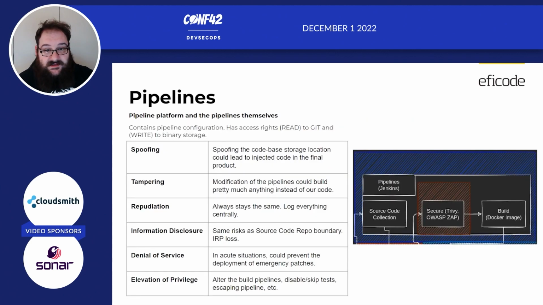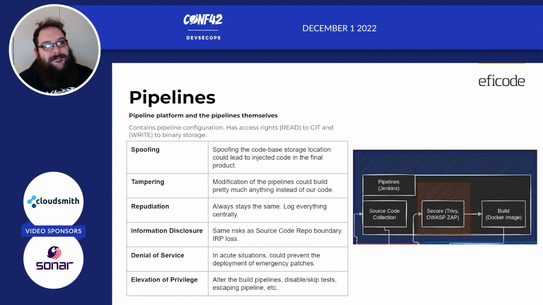Next, pipelines. So this was our pipeline boundary. This contains the pipeline configuration, read and write access to, read from Git, write to binary storage. So theoretically, there's a lot of damage that could be done from this point because one of my colleagues said something that hadn't really struck me the other day, that Jenkins or pipelines in general are just formalized remote code execution.